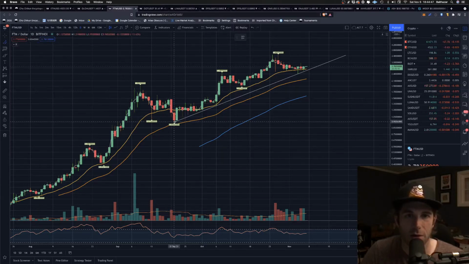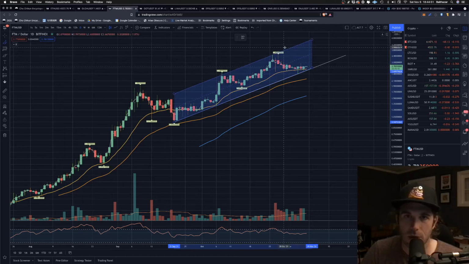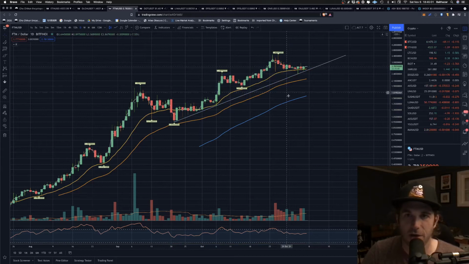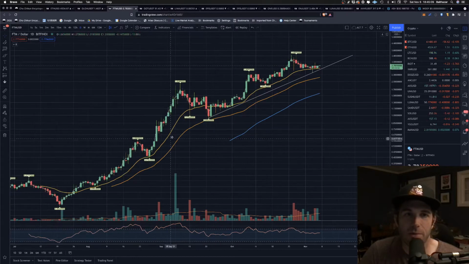Parallel channel. So with this tool, we can just make a parallel line like this. So yeah, it's not perfect. There's sort of a rough channel there, but I'm just going to focus on the trend line instead of the channel. All right, so this is a similar story to the last one.